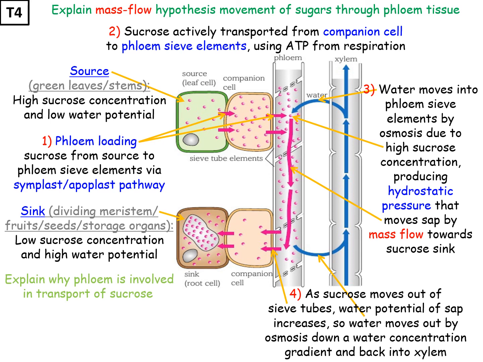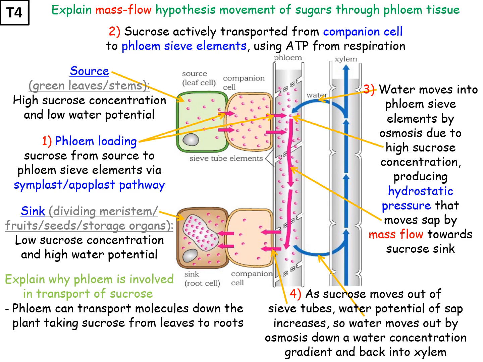Explain why phloem is involved in transport of sucrose. The reason we involve the phloem in plants is because the phloem can transport molecules down the plant, taking sucrose from the leaves to the roots. That's because the sucrose can dissolve in the water, and you can use mass flow to transport that sucrose. It's a lot faster than using diffusion.